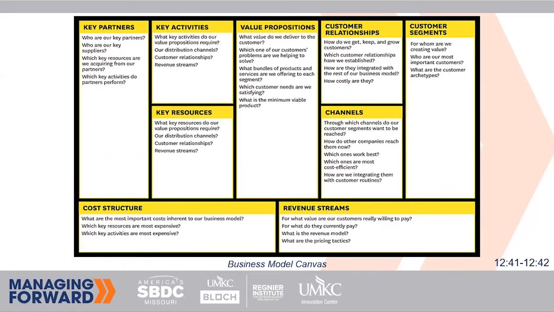The 4 boxes on the left-hand side are really more around the activities, structure and partners that you're going to do internally. And the 5 boxes on the right side are more external. Today we're going to focus, as Alan talked about, on the value proposition. What really is that value that your business is bringing to that customer?